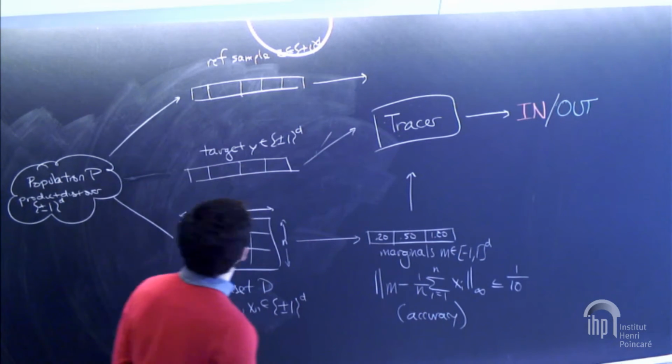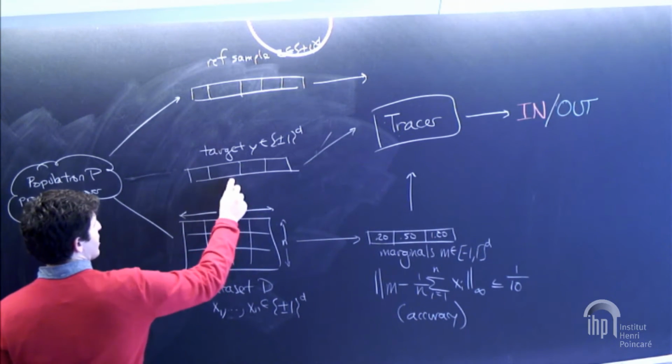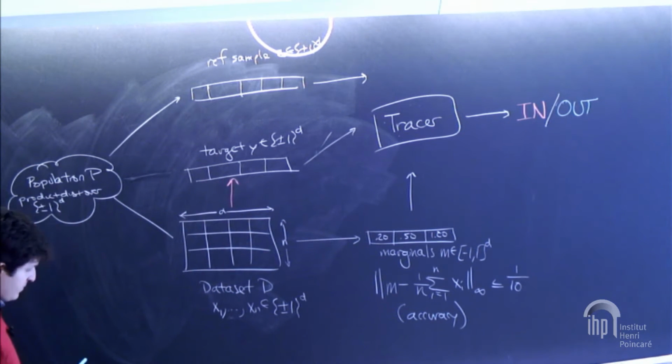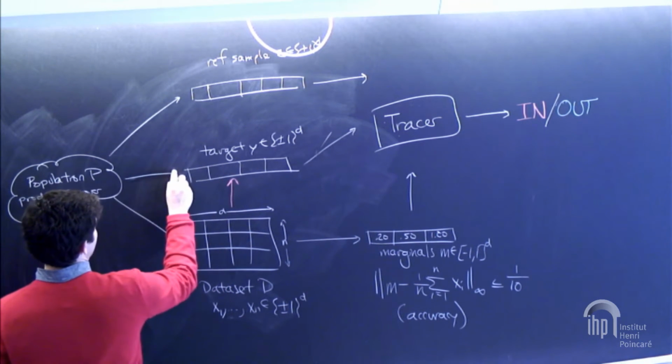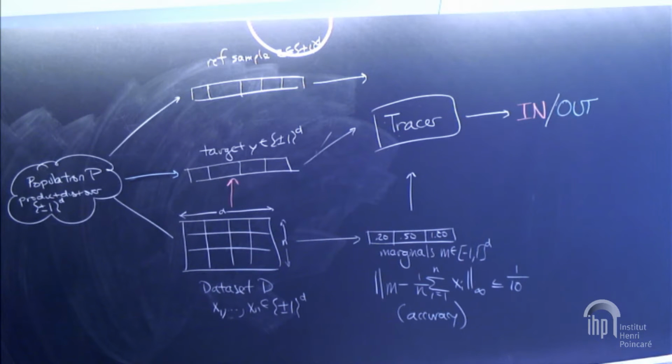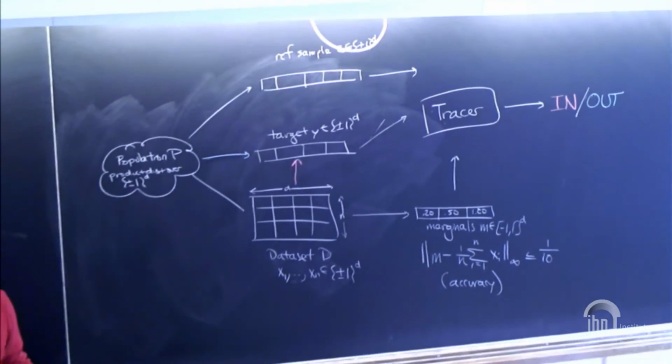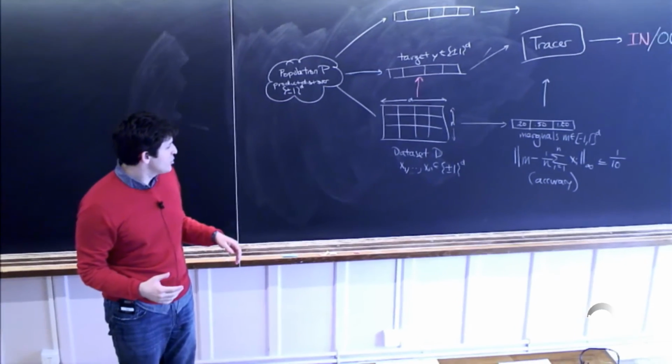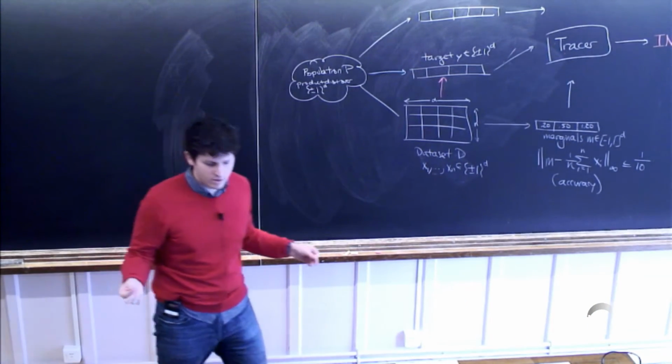And in is supposed to correspond to the case where this target is a random sample from the data set. And out is supposed to correspond to the case where the target is a random sample from the population independent of the data set. Okay, so this is our attack model. This is a good time to ask questions, criticize my drawing skills, whatever you want.